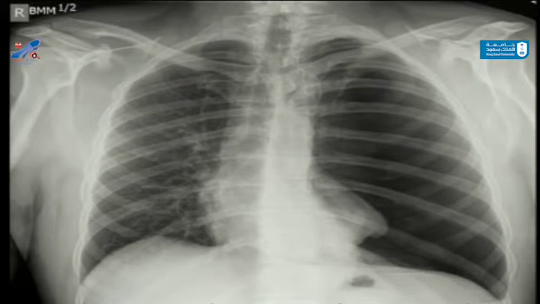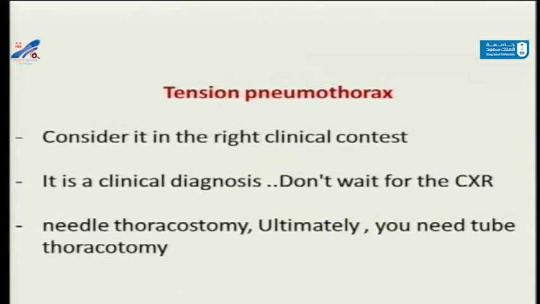Okay. 14 gauge needle, second or third intercostal space. Then ultimately you need the chest tube. Right? So tension pneumothorax: consider it in the right clinical context. It's a clinical diagnosis. Don't wait for the X-ray. Needle thoracostomy, and eventually you need to do the chest tube.